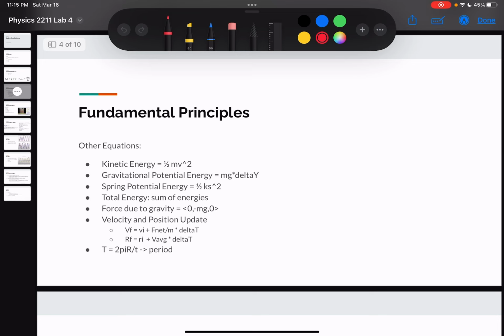So our other equations are going to be kinetic energy, gravitational potential energy, spring potential energy, total energy, force due to gravity, and then velocity and position update formulas, and then the period, which is T equals 2 pi R over T.